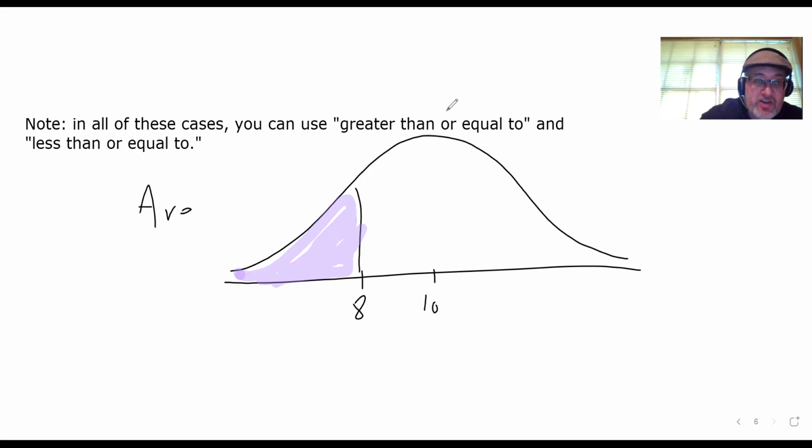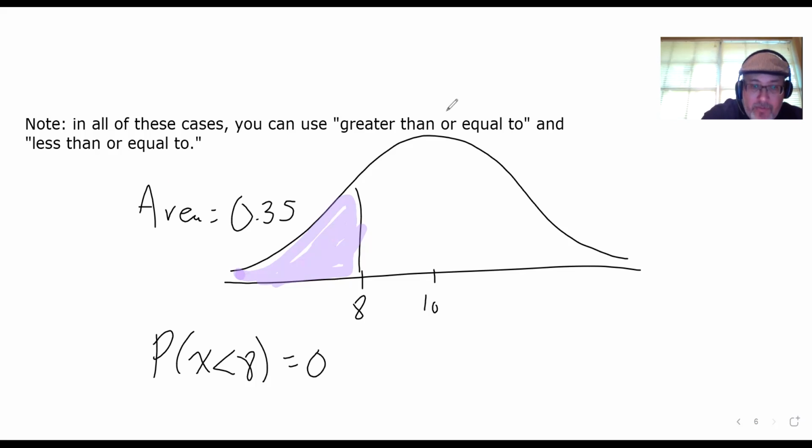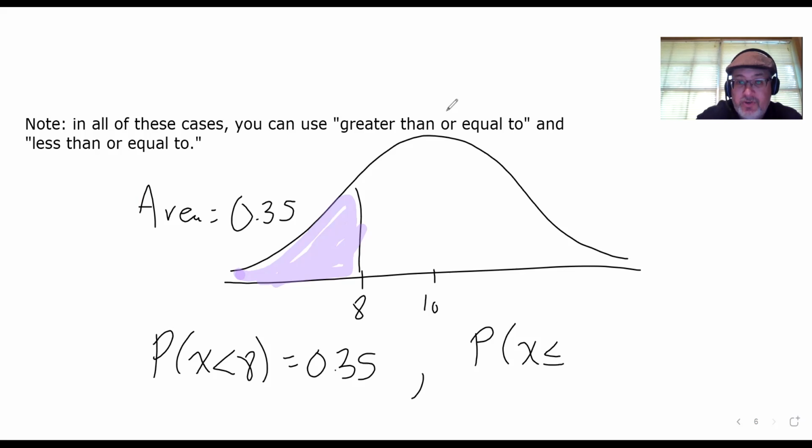But let's just say for the sake of discussion that this area is equal to 0.35, or as a percent, 35%. Then we could say that the probability that x is less than 8 is 0.35, or 35%. But we could also say the probability x is less than or equal to 8 is 0.35. So that's one of the nice things about these areas under bell curves interpreted as areas. It doesn't matter if your inequality is strict or allows the possibility of being equal.